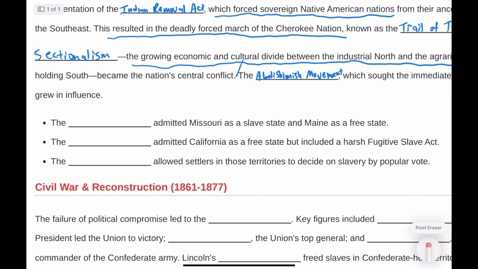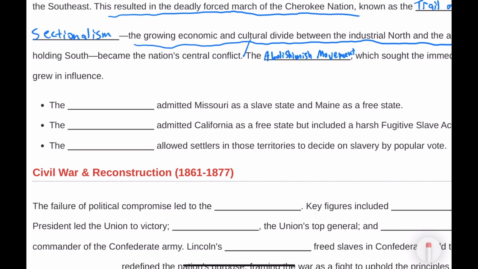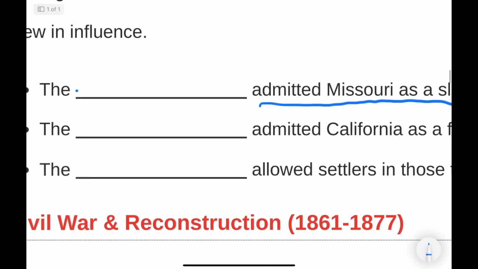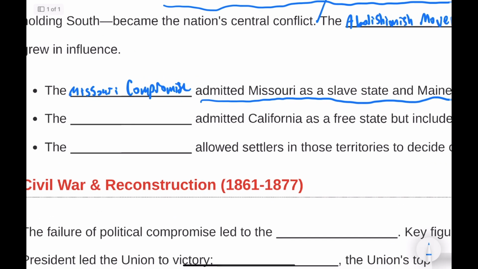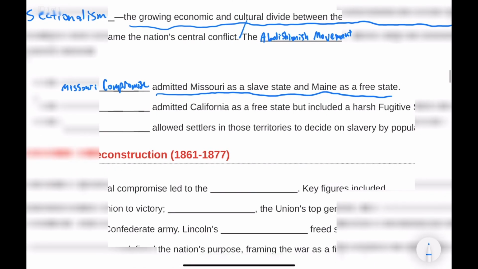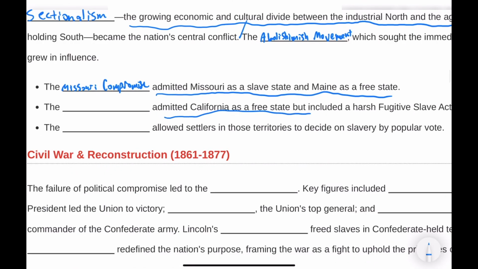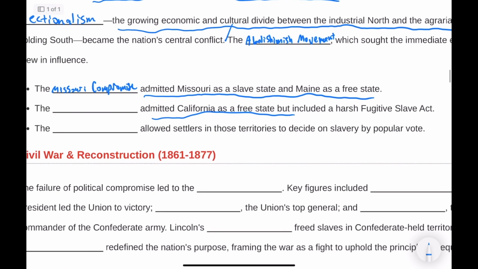Here we go. We have 3 blanks. Let's take a look at these. Blank admitted Missouri as a slave state and Maine as a free state. That was the Missouri Compromise. The Missouri Compromise. And then next up, we have this blank admitted California as a free state, but included a harsh fugitive slave act.